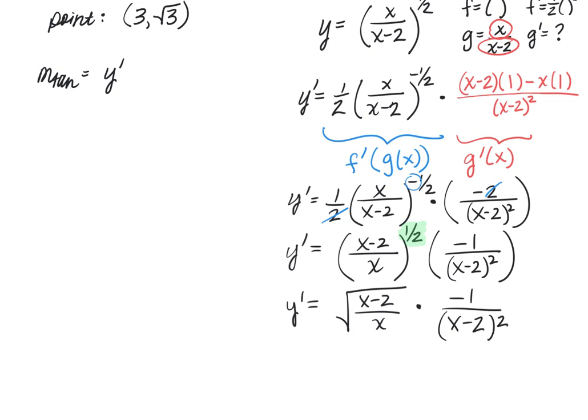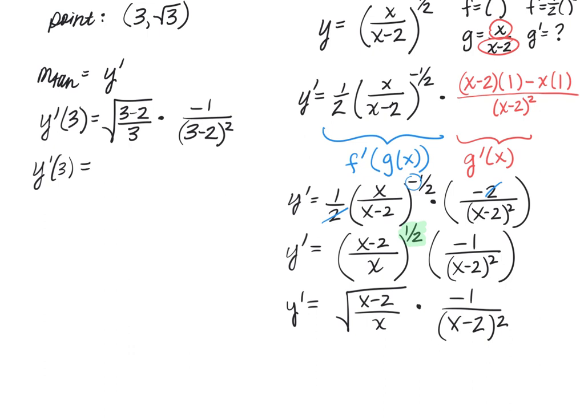Now, again, there are multiple ways we could continue simplifying this in different ways. It's really up to you. I'm going to stop here, though, because I ultimately want to find the slope at 3. In other words, y prime of 3. So I'll take my derivative, and I'll substitute in 3 at this point. So the square root of 3 minus 2 divided by 3 multiplied by negative 1 divided by 3 minus 2, the quantity squared.